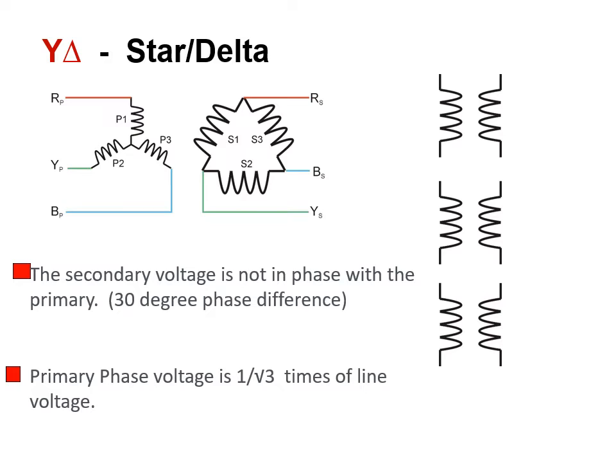And we can swap those around. Then we see that the secondary voltage is not in phase with the primary, there is a 30 degree phase shift. And we see that the primary phase voltage is 1 over square root 3 times the line voltage. So the opposite basically to the delta star configuration.